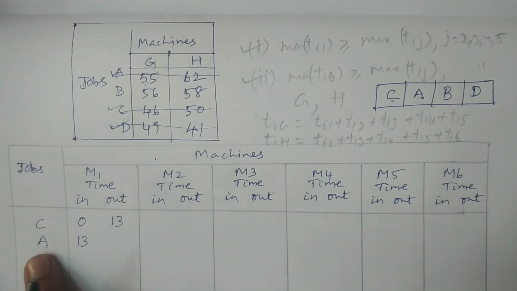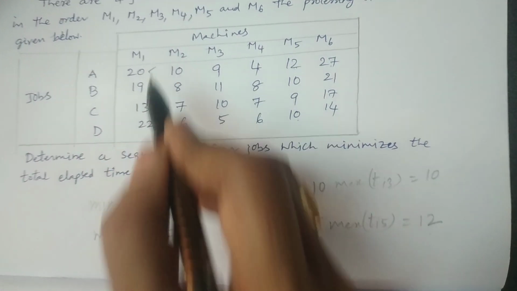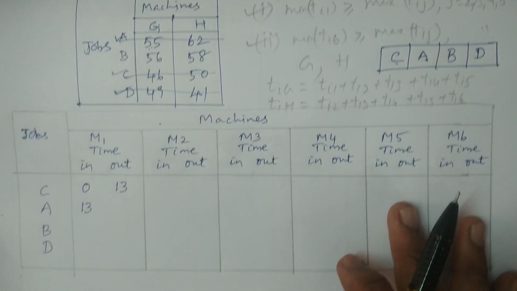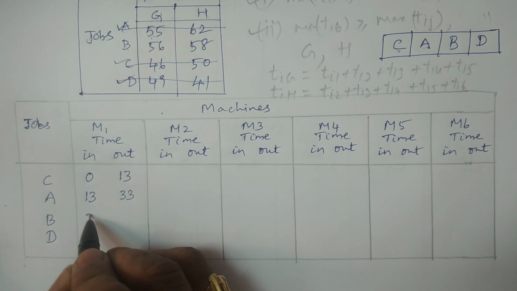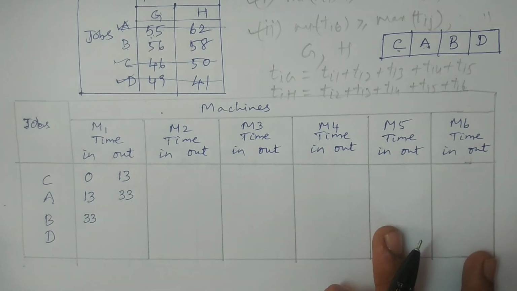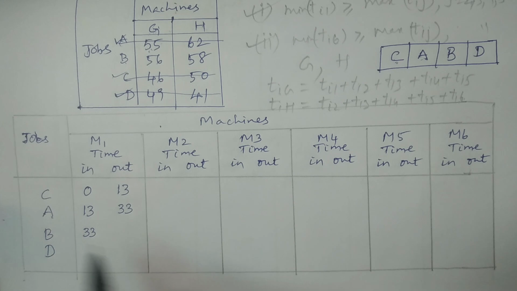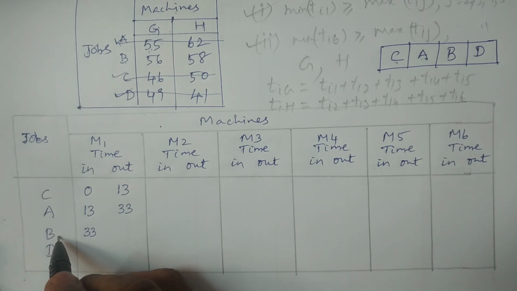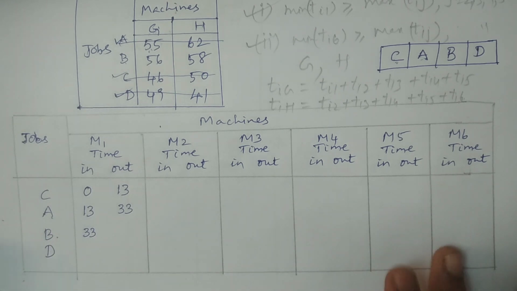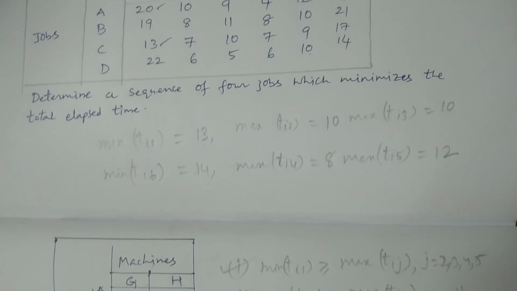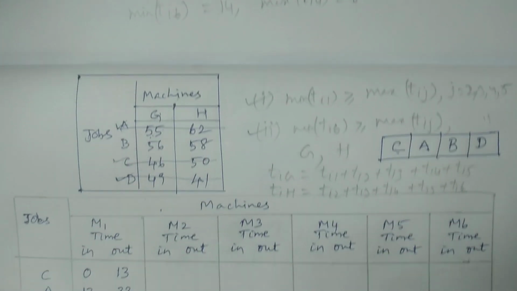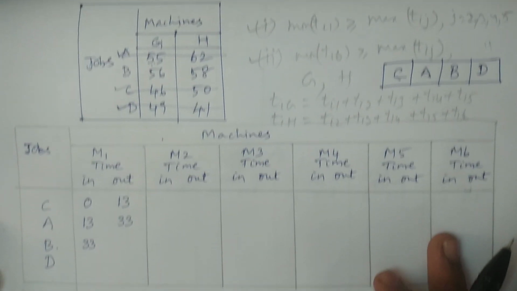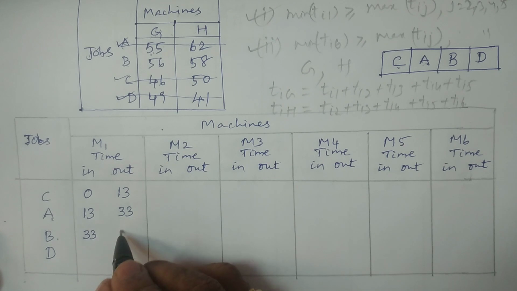On machine 1, the processing time for job A is 20. So 13 plus 20 is 33. 33 is the time in for the next job, and the time out is that plus the processing time of job B on machine 1, which is 19. 33 plus 19 is 52.